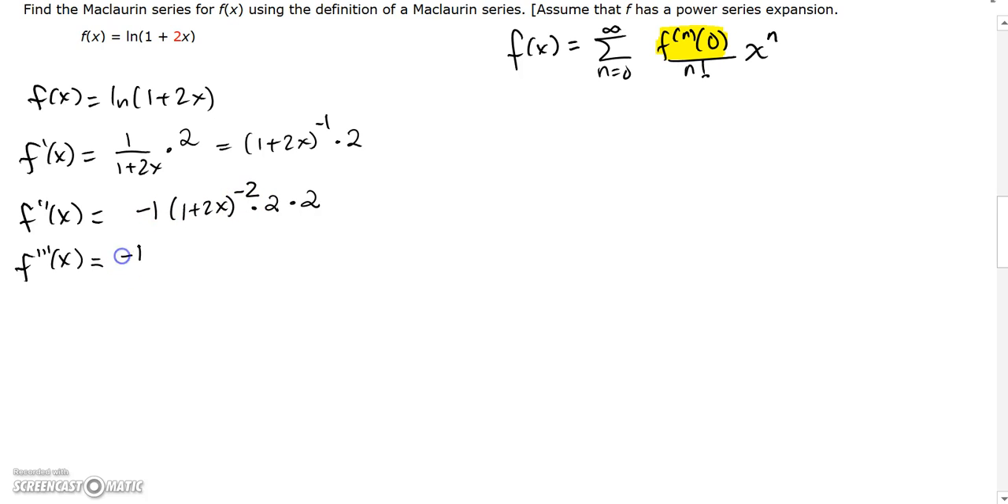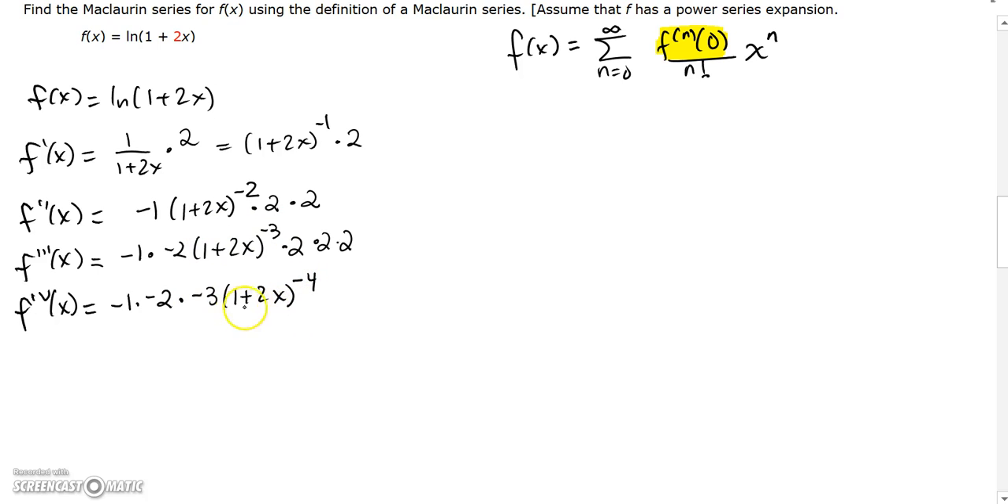Third derivative: the negative 1 was there, I'm going to bring down the negative 2, 1 plus 2x to the negative 3. Chain rule, the derivative of the inside pops out as 2, and these two 2's were still waiting there. Let's go one more time to the fourth derivative. So I have the negative 1, the negative 2, and I'm bringing down the negative 3, 1 plus 2x to the negative 4. Chain rule, pop out the derivative of the inside, and then these three 2's were still waiting around for me.